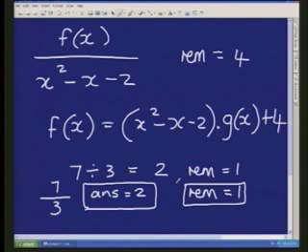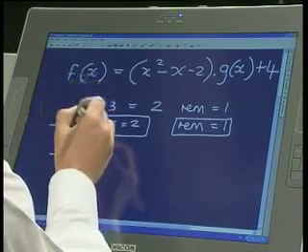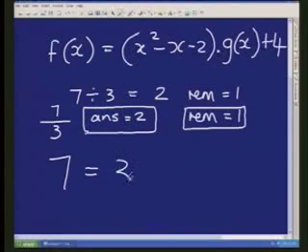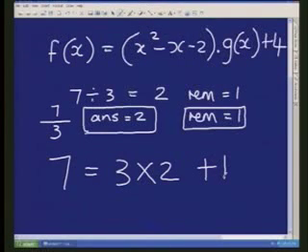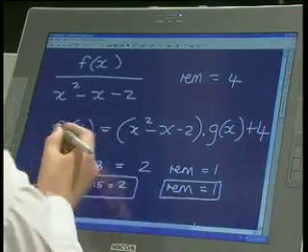Now if you take these numbers, 7 divided by 3, answer is 2, remainder is 1, what you notice is that you can write this as follows. 7, which is the number right at the beginning, is what you divide by, the 3, times the 2, plus 1. Look at what's happening here. 7 is what I divide by, this is the answer, and this is the remainder. And 7 is 3 times 2 plus 1. And all I've done is use that same principle to write this down.